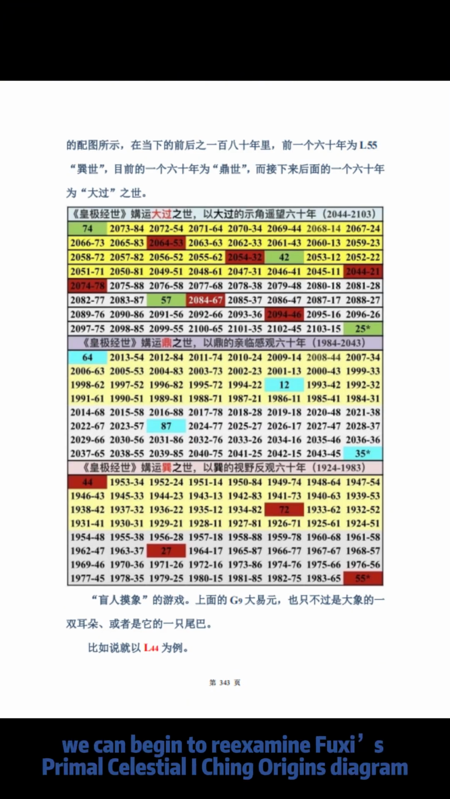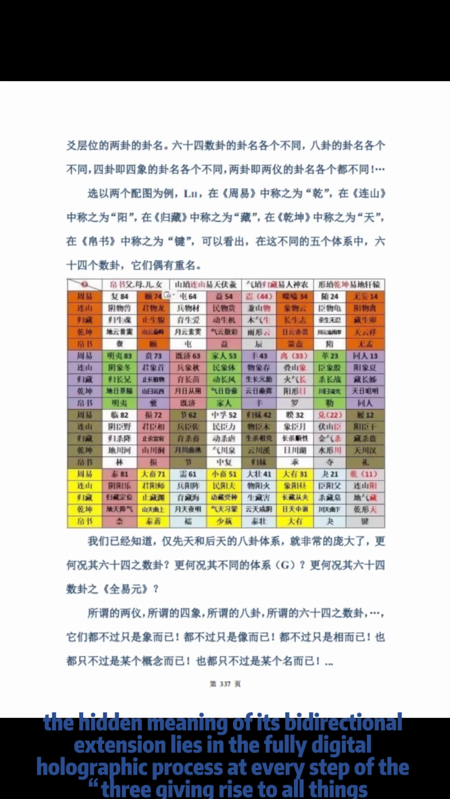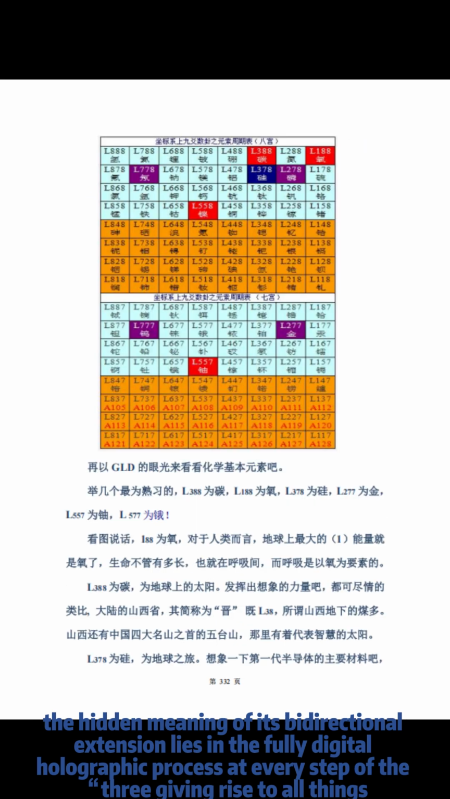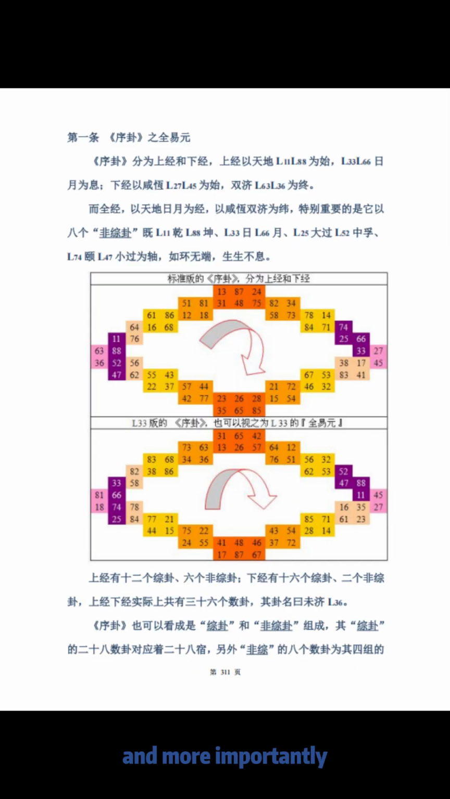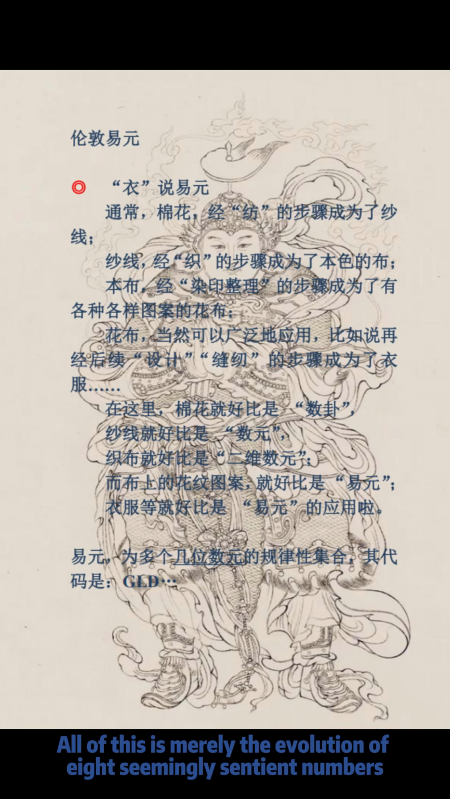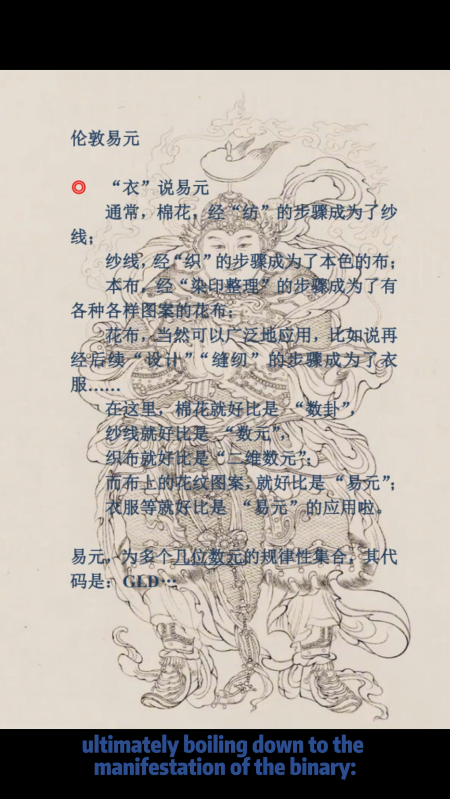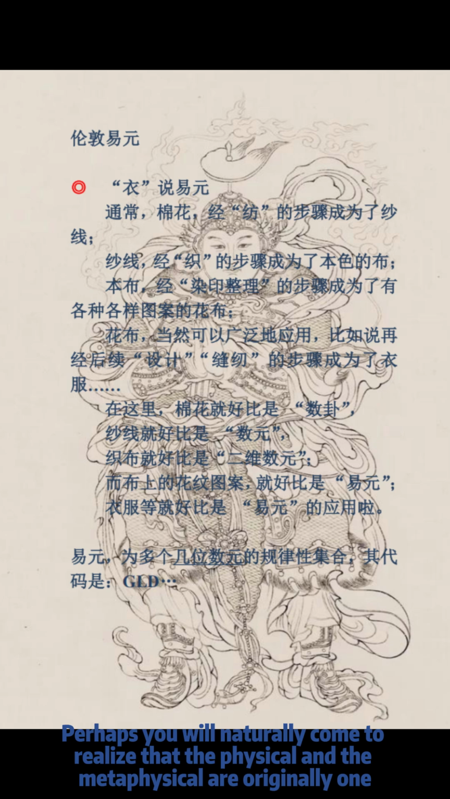At this point, we can begin to re-examine Fushi's primal celestial I Ching origins diagram. From purity to complexity, or from complexity back to simplicity, the hidden meaning of its bidirectional extension lies in the fully digital holographic process at every step of the 3 giving rise to all things. That is to say, from the binary to the I Ching origins, and more importantly, from the I Ching origins back to the binary. All of this is merely the evolution of 8 seemingly sentient numbers, ultimately boiling down to the manifestation of the binary, yin and yang. Perhaps you will naturally come to realize that the physical and the metaphysical are originally one, inseparable.